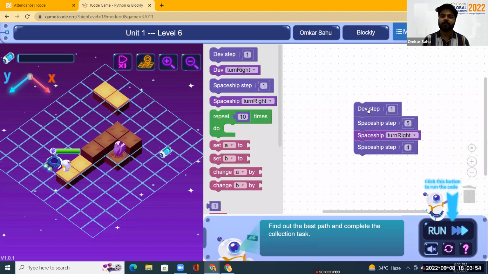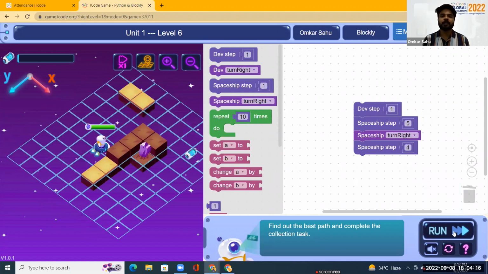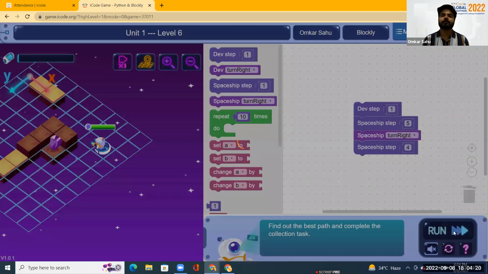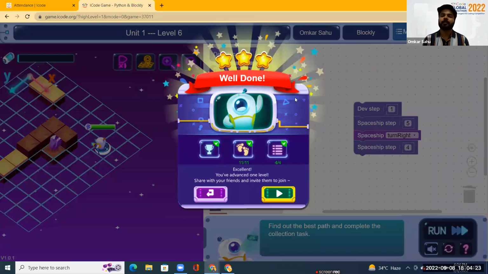Yes, Dave step 1, and then it will be jumping over the spaceship, taking 5 steps in the forward direction, 1, 2, 3, 4, 5, and after that it will be turning to the right. As soon as it turns right, we have to ask 1, 2, 3, 4. Voila, we got it. So we will click on the run button to see the magic. As you can see, the spaceship is rotating and we got it. Can you see? We got 3 stars. This was the game which we had played in the last webinar.